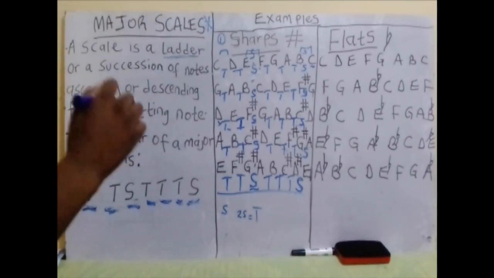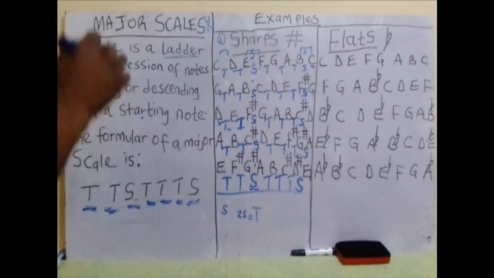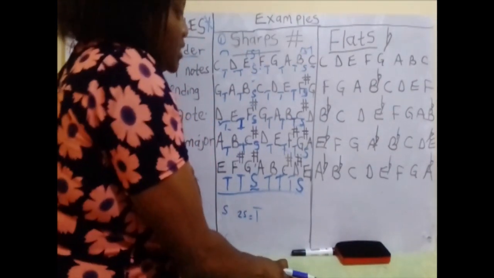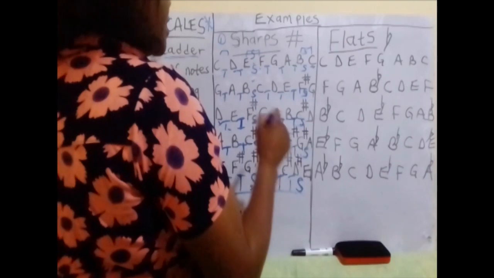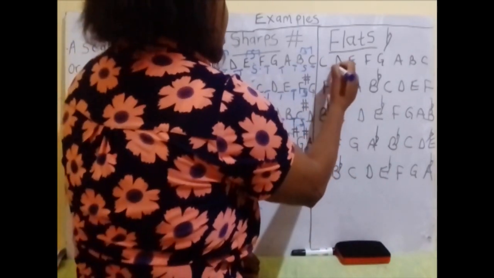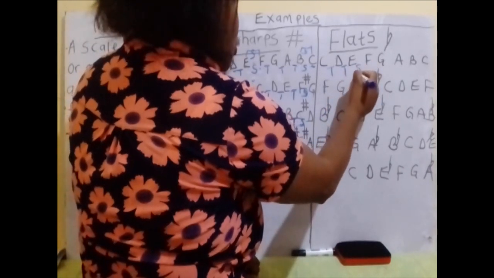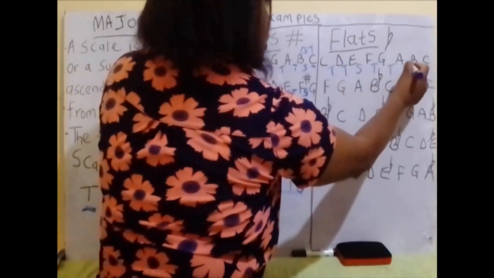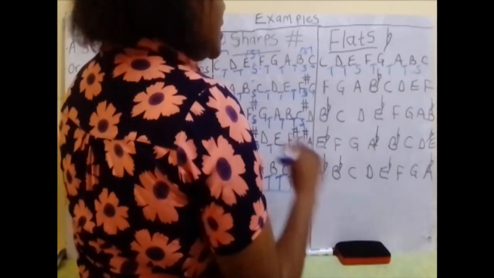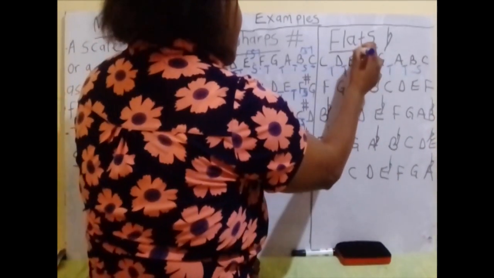The same formula. Let's see. Tone, tone, semitone, tone, tone, tone, semitone. For the C, it is very automatic and it's very okay. From E to F, it's a semitone always. From B to C, it's always a semitone. Even on your piano, you realize that. And then we come to F.